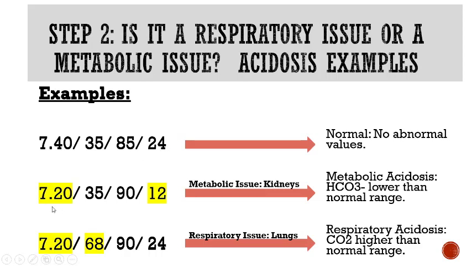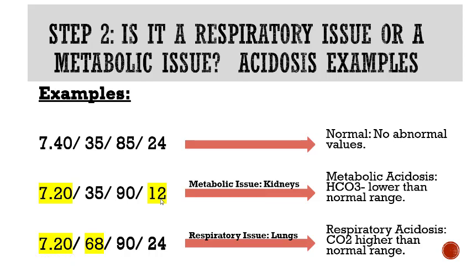Coming down to this one, right away, I see that this is an acidotic pH. And the reason I know it's acidotic is because it's less than 7.35. Well, my CO2 is normal, right? That's not abnormal, so that's not the issue. I go here, my oxygen is normal. Over here, my bicarb is 12. That is lower than the normal range of 22 to 26.